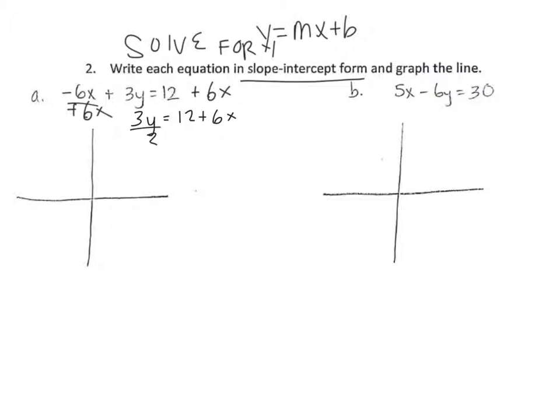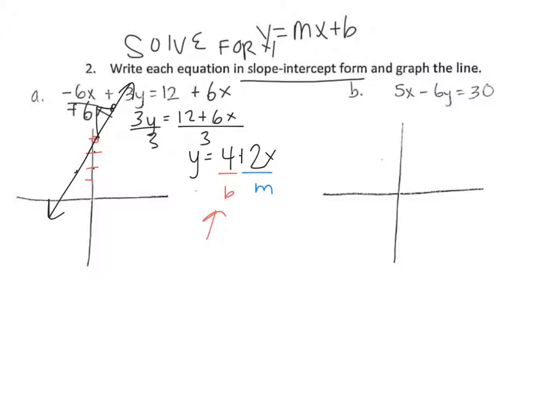I divide both sides by 3. You need to divide each thing by 3. So it's going to be y equals 4 plus 2x. The number in front of x is the slope. The number by itself is 4. So I'm going to start at the number by itself, which is 4. 1, 2, 3, 4. Make a dot. And I can either go up 2, right 1, or go down 2, left 1, and connect.